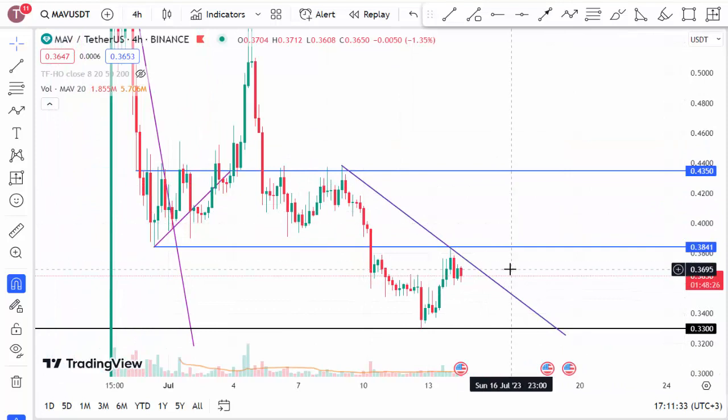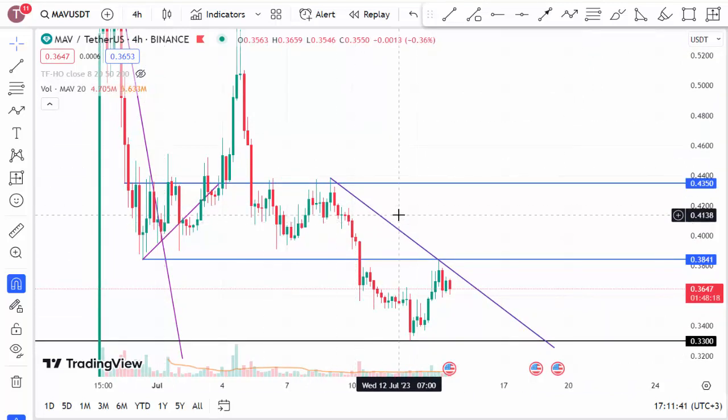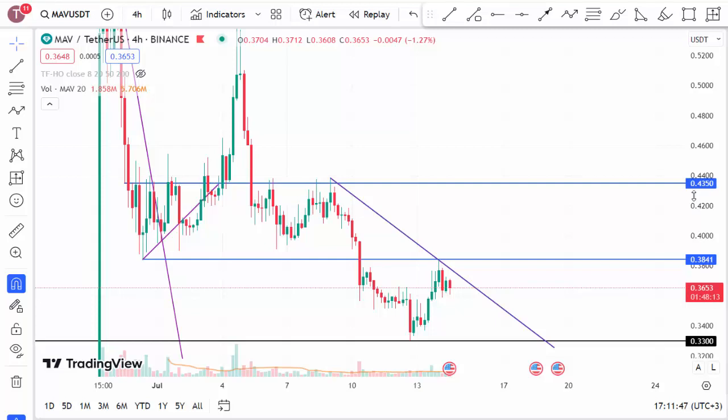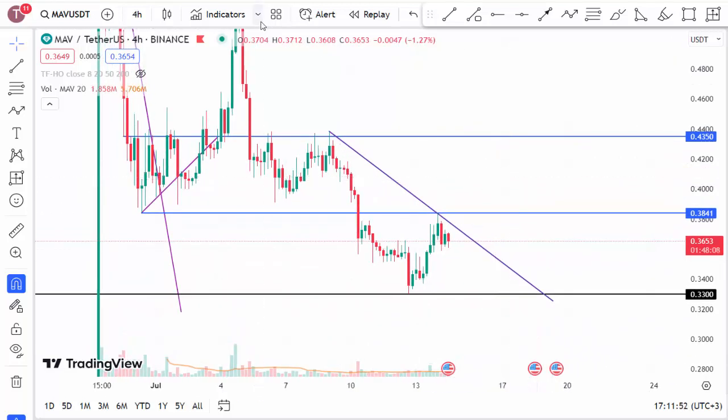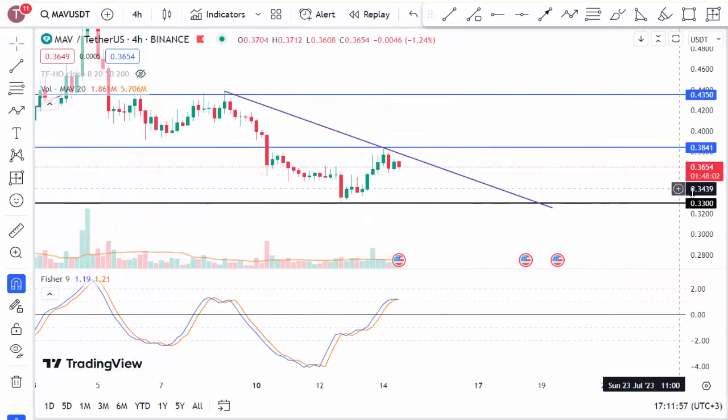Furthermore, the 0.38 level is also important. If the price rises above this level, we will likely see an increase up to the 0.43 level, because there are no significant support or resistance zones in between. Therefore, 0.43 will be our target. This is how we can interpret it.